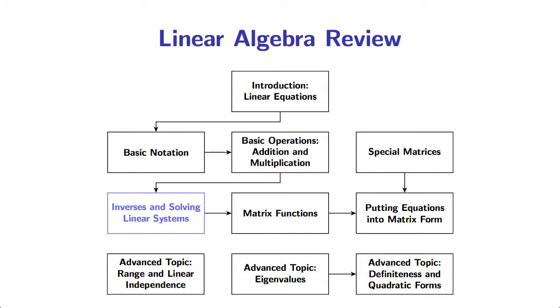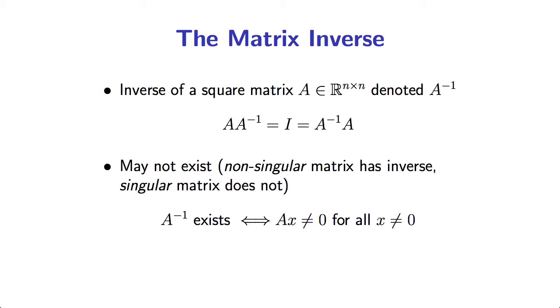Now let's talk about inverses and how we use matrix inverses to solve systems of linear equations. To start off with, the inverse of a square matrix A, which is an n by n matrix, is denoted A to the negative 1. It's important that we're only going to talk here about inverses of square matrices. So A has to be n by n, a square matrix, to have an inverse.